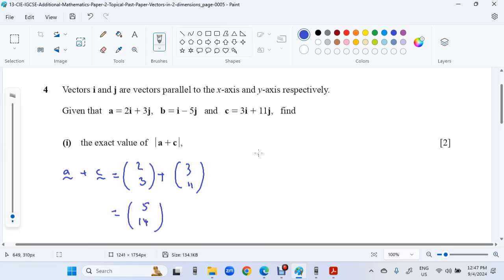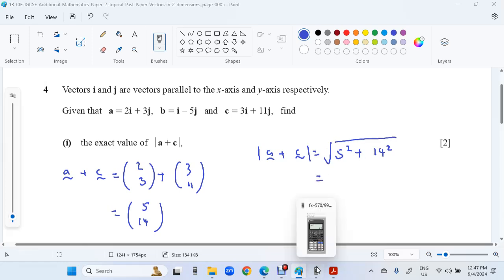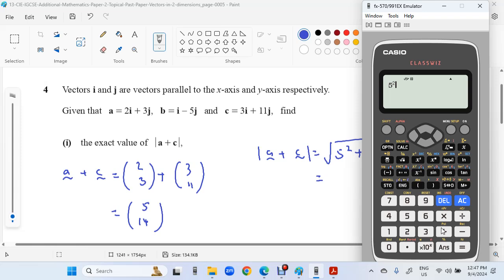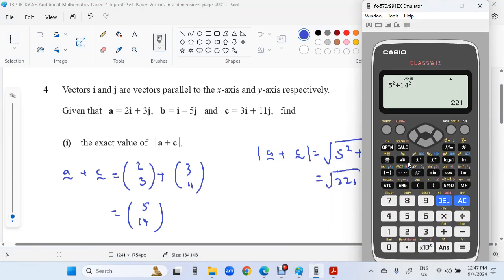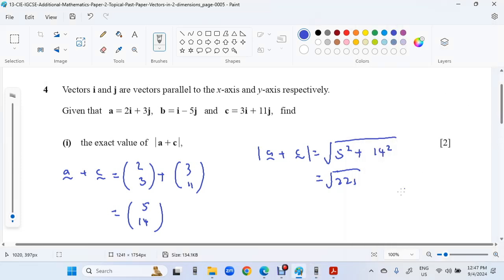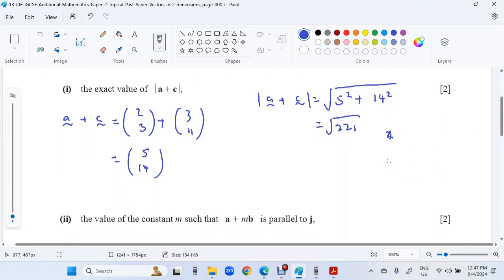Okay, so the magnitude of A plus C will be the square root of 5 squared plus 14 squared. So we have 5 squared plus 14 squared, which is 221. So the square root of 221. The square root answer can't be simplified anymore, so this will be the exact value.